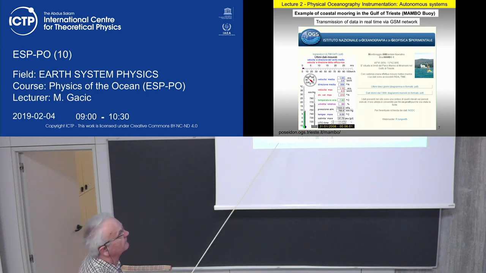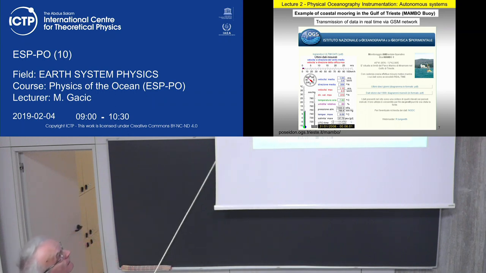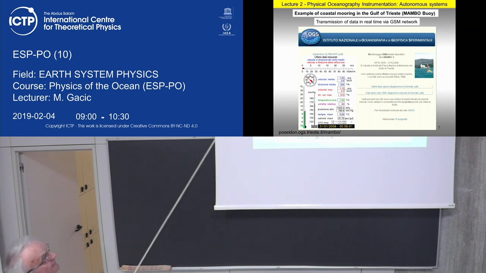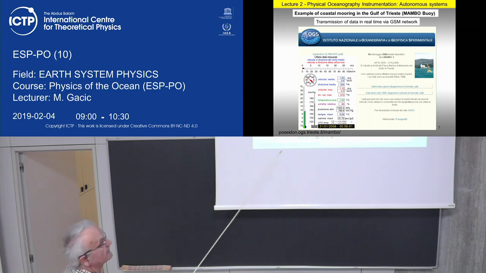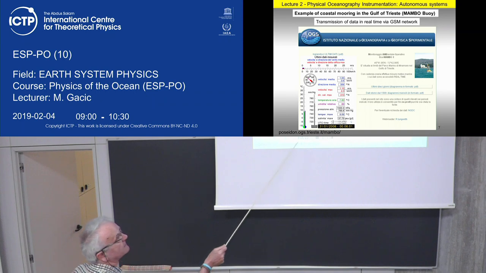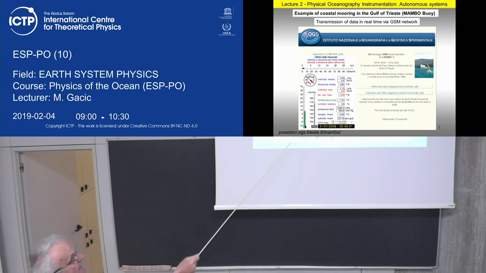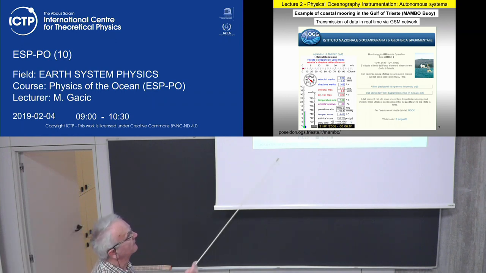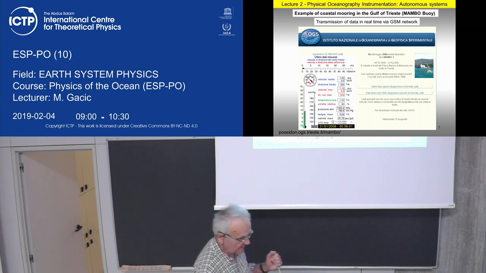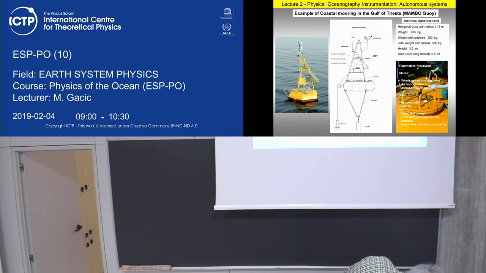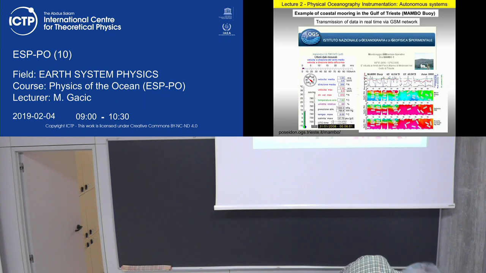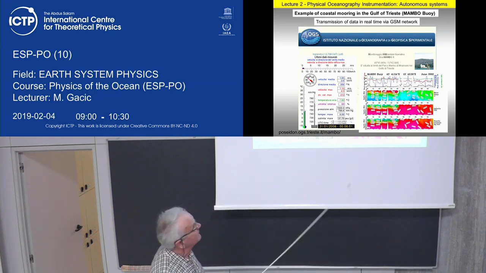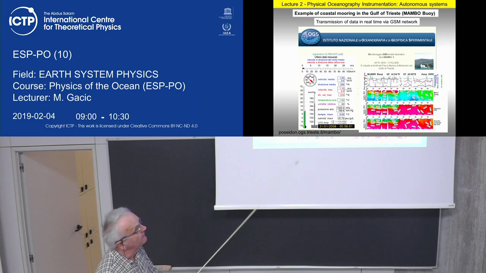This is the example of real-time transmission of data. And you can see what parameters are given: velocity of the wind, direction, maximum velocity, and so forth, temperature of the air, humidity, pressure, temperature of the sea, salinity and so forth, and the time. For example, this is a specific example of this. And this is the graph which shows the time-depth evolution of different parameters.